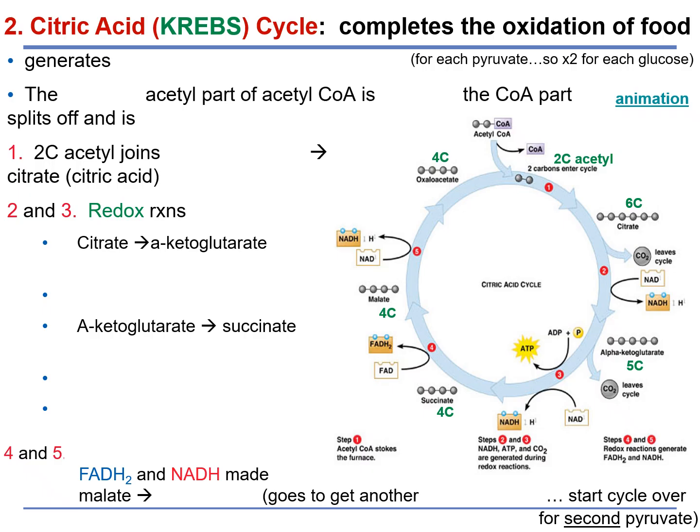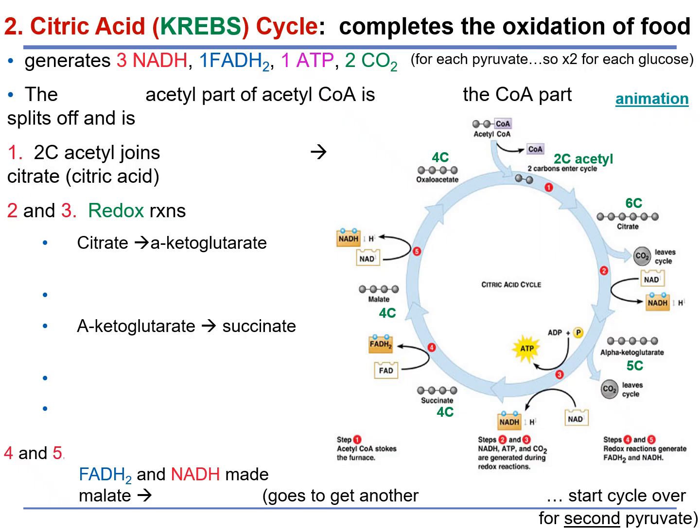Now let's look at the Krebs cycle. The first slide that we saw was just the prep, but this is the real thing. This is the citric acid cycle. The citric acid cycle will generate 3 NADH, 1 FADH, 1 ATP, and 2 carbon dioxide for each pyruvate. Because there are 2 pyruvates, this will be produced 2 times.